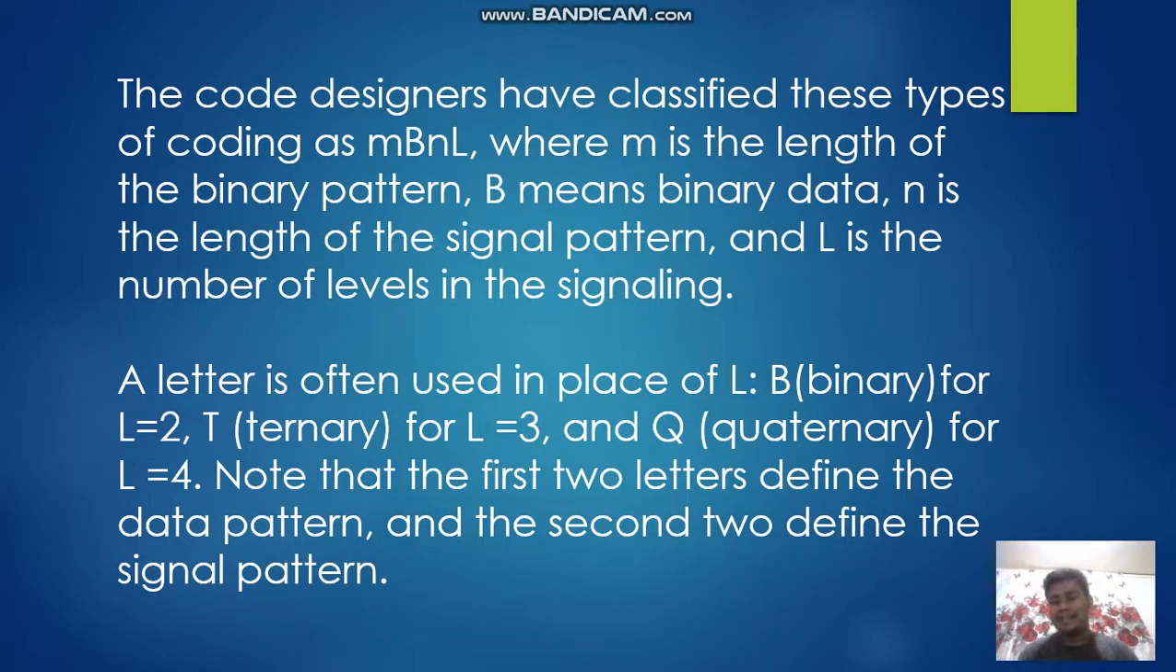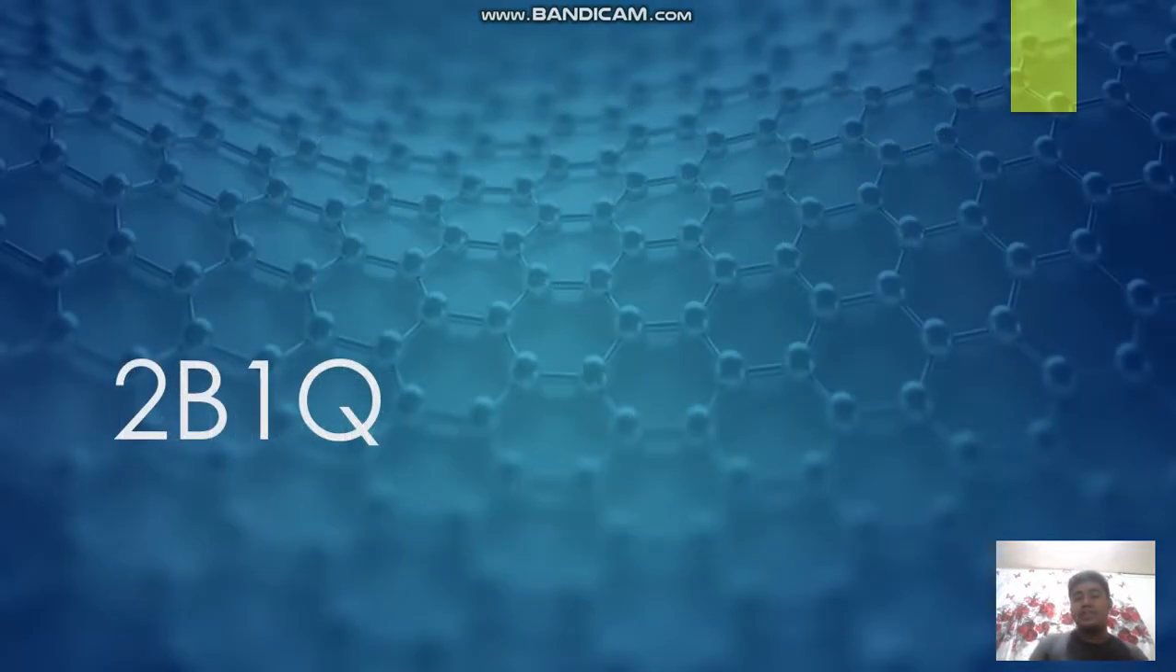The code designers have classified these types of coding as MBNL, where M is the length of the binary pattern, B means binary data, N is the length of the signal pattern, and L is the number of levels in the signaling. A letter is often used in place of L. We have B for binary, where L is equal to 2, T for ternary, where L is equal to 3, and Q for quaternary, where L is equal to 4. Note that the first two letters define the data pattern and the second two define the signal pattern. So in multi-level line coding, we have the 2B1Q, which will be the topic for today.